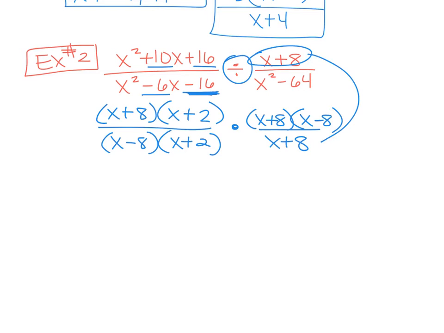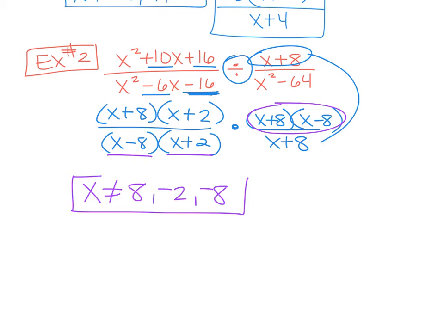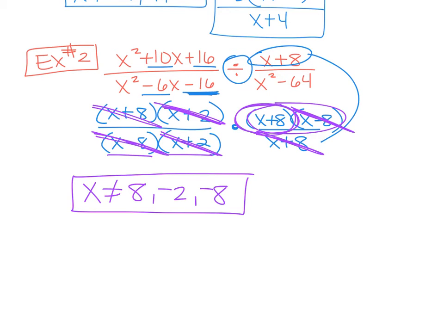Okay. So before we start slashing, what are your restrictions? X can't be 8, negative 2, and negative 8. Again, those are up here. We've already used those, so this is it. Now you can start slashing. So x plus 8 with x plus 8, x plus 2 with x plus 2, x minus 8 with x minus 8. The only thing you're left with is an x plus 8.